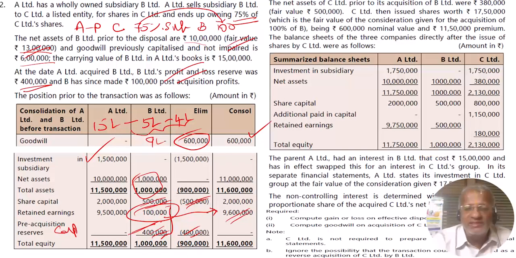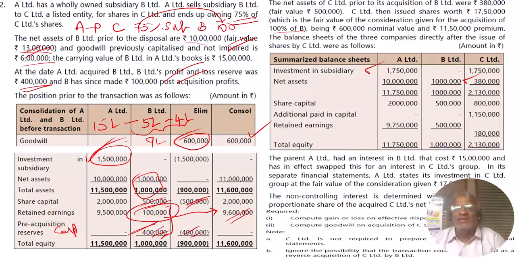So after this, let's proceed to the next part of the slide. The net assets of C Limited prior to the acquisition of B Limited being 380,000, that you have here, and the fair value of that is 5 lakhs. Then C Limited issued shares worth 17 lakh and 50,000, and what was 15 lakhs previously is now investment in C Limited 17 lakh and 50,000, which is the fair value of the consideration given for the acquisition of 100% of B Limited.